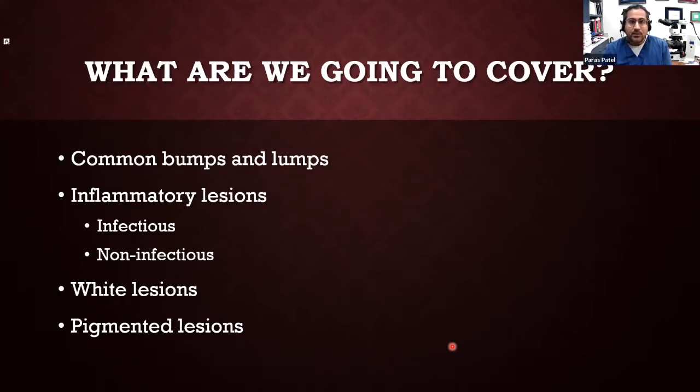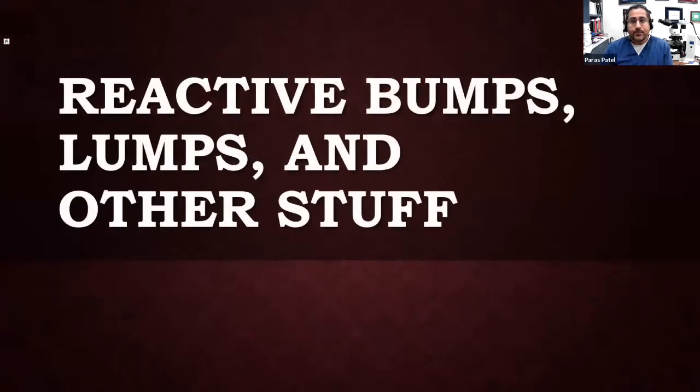So really the question becomes of what are we not going to cover? Okay, it is a lot of material, but we're going to go through it, and hopefully I'll present it in a way that makes it easy to digest and easy to understand. All right. So the first category is reactive bumps and lumps.